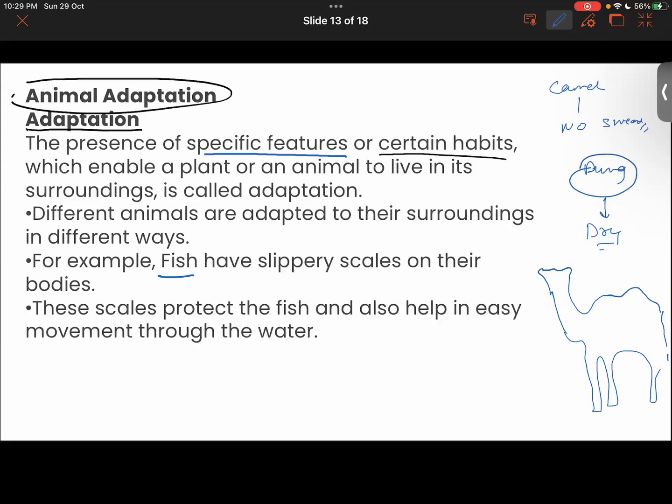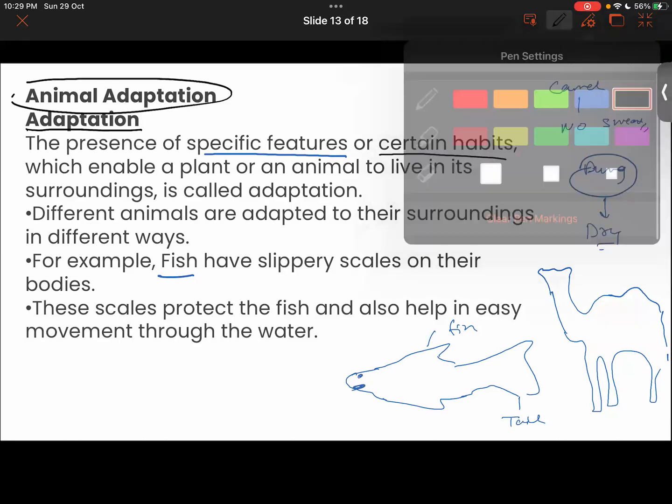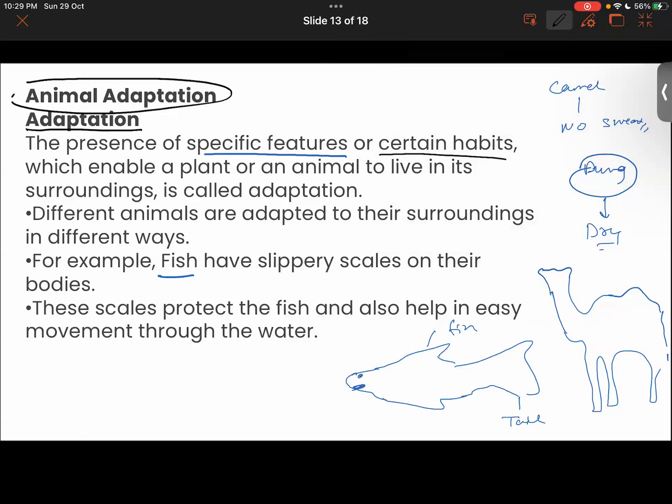And they have got fins in their body also. These are the fins and these are the tails, and these fins and tails actually help them in changing direction and swimming ahead.